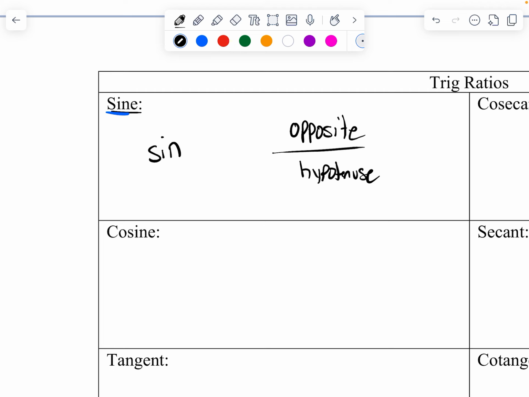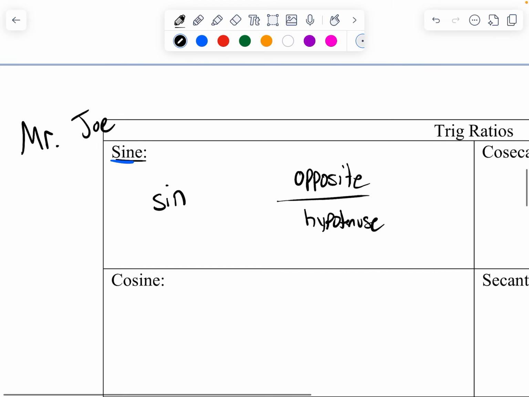Not sin, right? Remember, if we're talking like Mr. Joe or something, okay? So if we're talking Mr. Joe, you don't say Mer Joe, right? You know it's Mister. It's an abbreviation. You don't speak abbreviations the way that they are written. You say the actual word they stand for. S-I-N is the abbreviation for sine with that E at the end. Make sure that you include it.